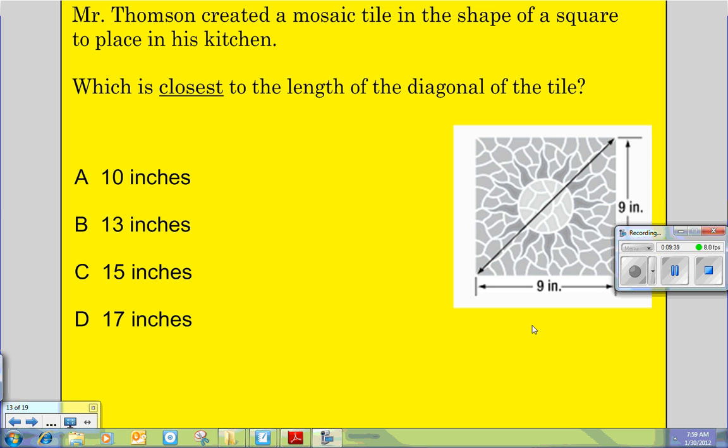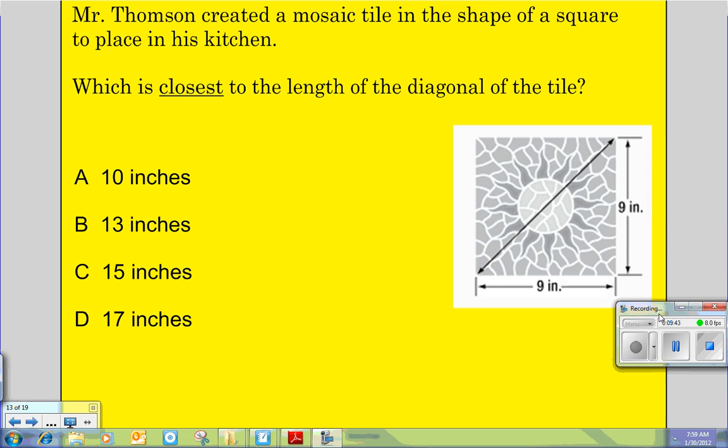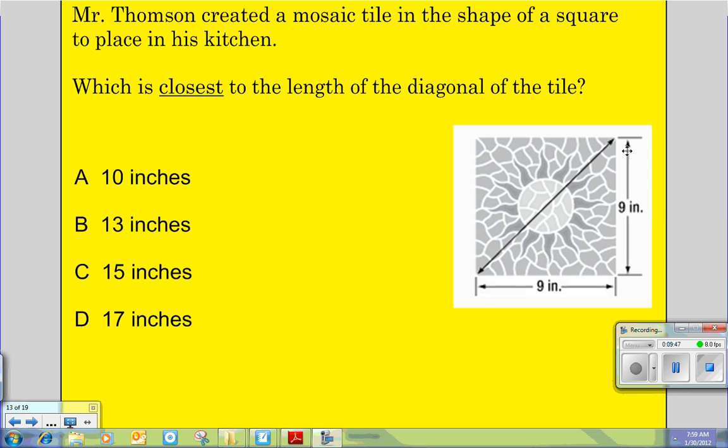All right, so Mr. Thompson created a mosaic tile in the shape of a square to place in his kitchen. What is the closest to the length of the diagonal of the tile? So we need to find out what the diagonal of this tile is. We're going to split it into two triangles, and it's a square tile, so one angle of our triangle will be a 90-degree angle here in the corner.